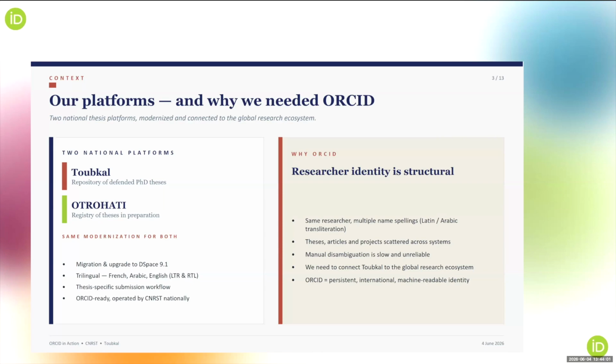Now, why ORCID? In our context, researcher identity is a structural problem. The same researcher can appear in Latin script and Arabic transliteration, sometimes with 3 or 4 different spellings. Their work is scattered across systems. Manual disambiguation doesn't scale. ORCID gives us one persistent international machine-readable identifier and connects our platform to the global research ecosystem.